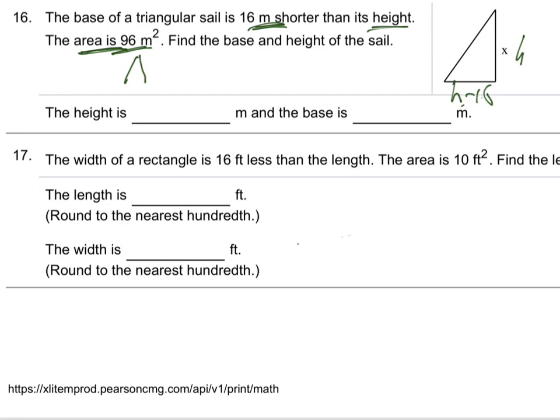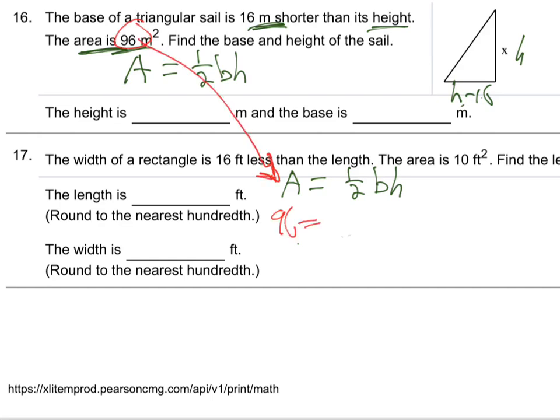I'm going to use the area formula, which is a half times base times height. What's the area? 96. So I'll put in right there, 96 is a half times the base, this is the base, and then the height, h. All right, so there's my formula. How do we solve that thing? Well, first thing is you got to get rid of that fraction. So multiply both sides by 2.